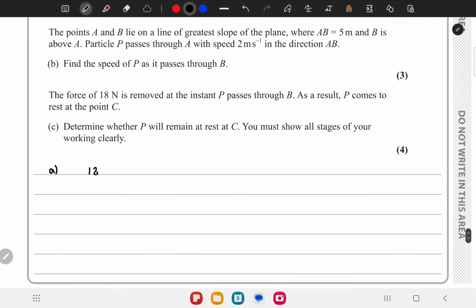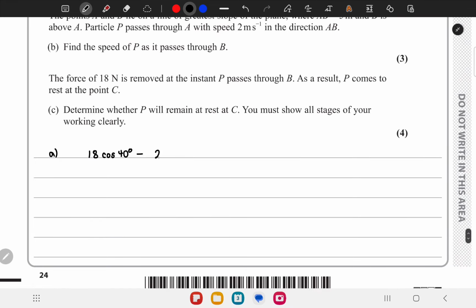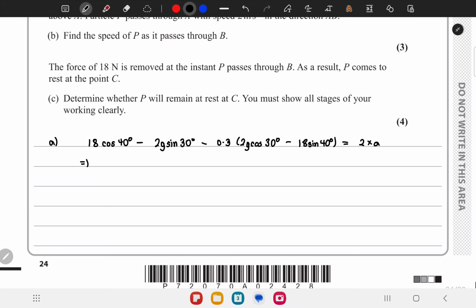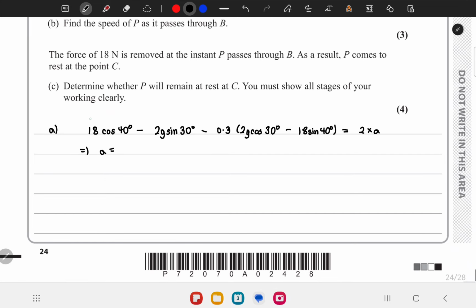So from there we can find the unbalanced force, which will be 18 cos 40 minus 2g sine 30 minus 0.3 times (2g cos 30 minus 18 sine 40). This is equal to the mass times the acceleration, so 2 times a. If we calculate the acceleration from this, so this term on the left divided by 2 would be equal to the acceleration. So the acceleration would be 1.18 meters per second squared.